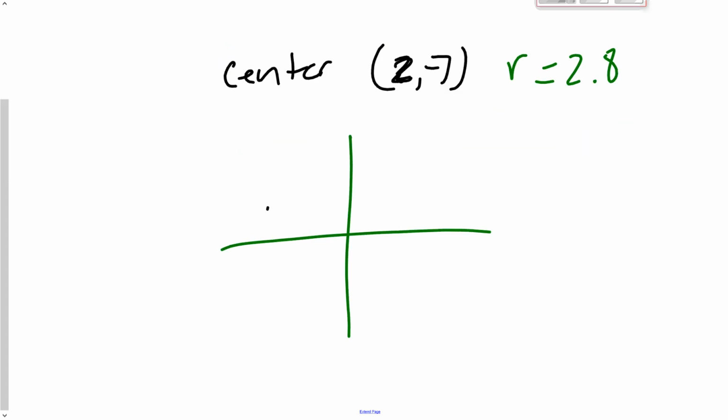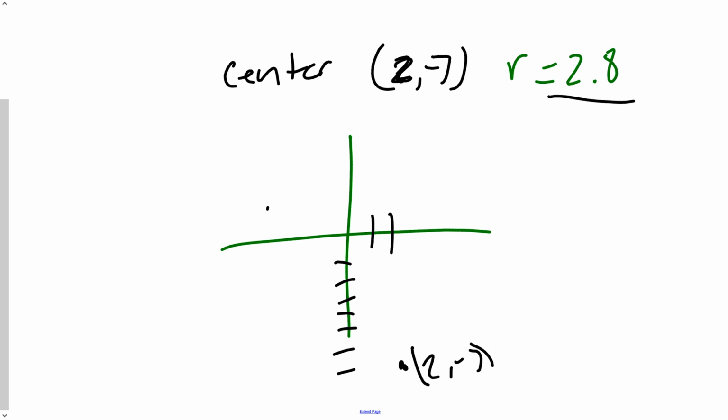Okay, so if we were to graph that, we'd go over 2, and then go down 7. 1, 2, 3, 4, 5, 6, 7. So that would be our center, (2, -7). And then we'd use our radius, which is square root of 8, which is about 2.8-ish.